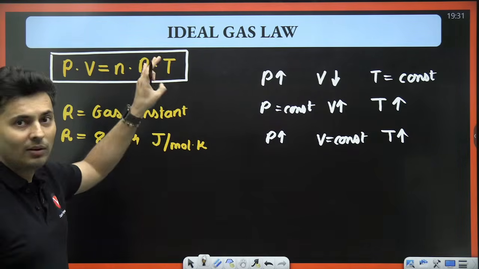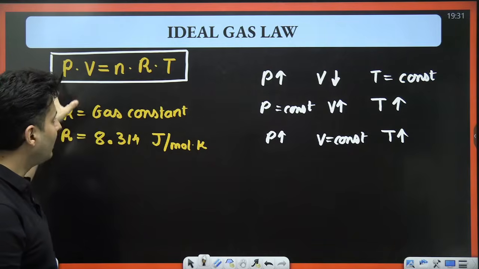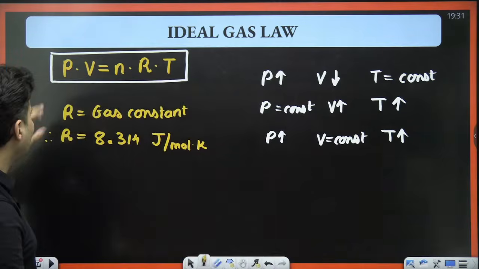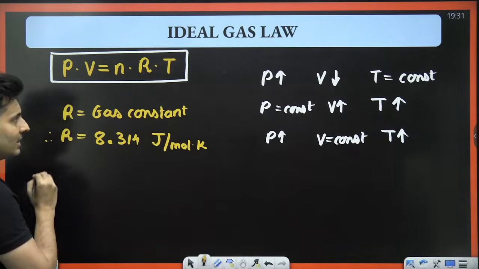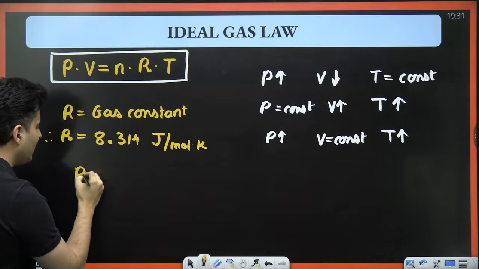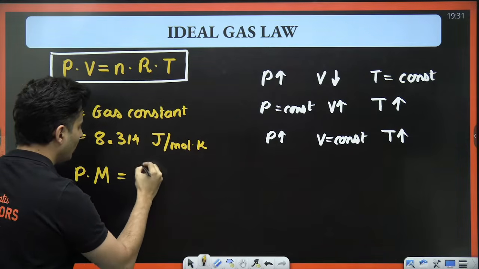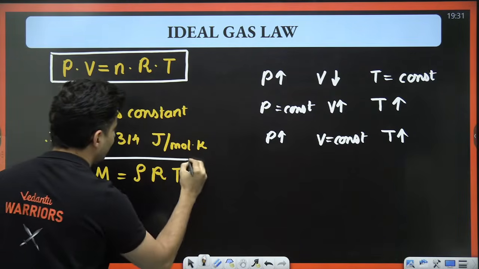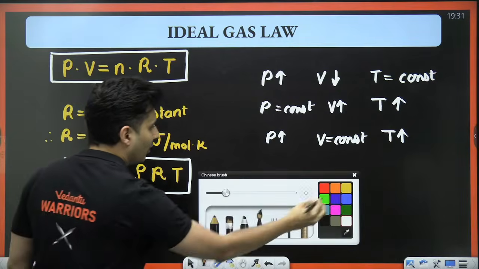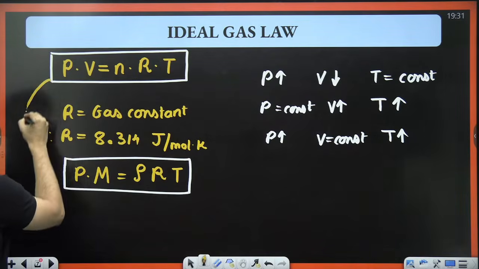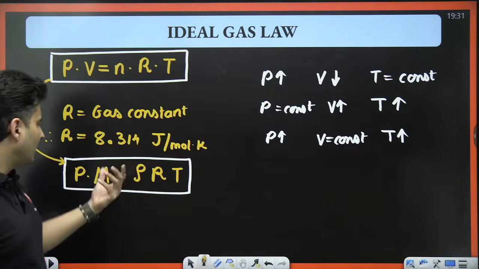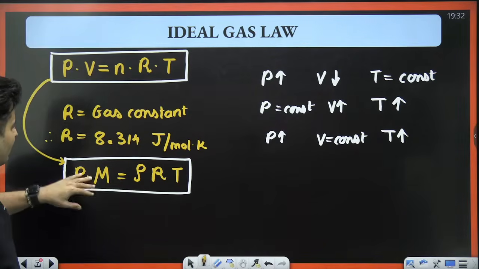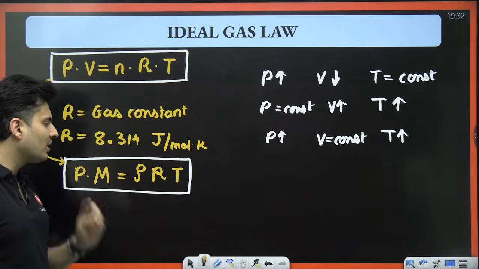Now this is the equation of ideal gas. And I can also rewrite it in one more form, and that is nothing but PM is equal to rho RT. This is just another way of writing the same equation, by converting moles into mass and then writing it in terms of density. Nothing more. So you can derive this from this or this from this. PM is equal to rho RT.